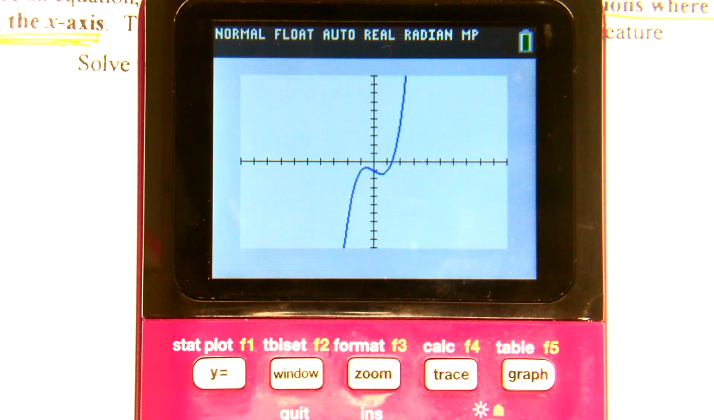Okay. I want to know the solution to this equation, right? What would you say the solution is? Give me a guess.